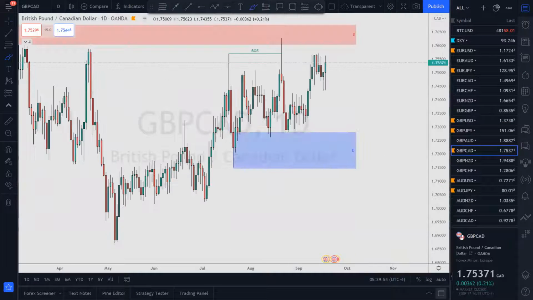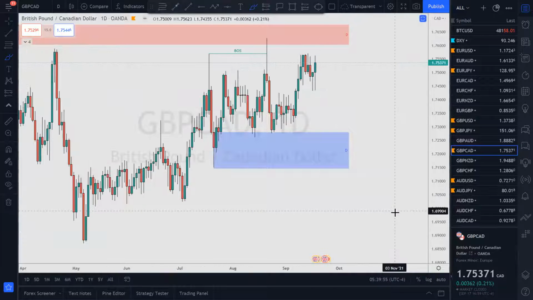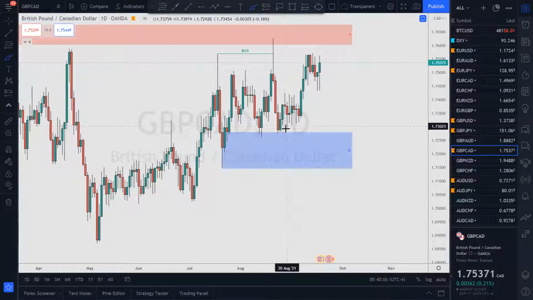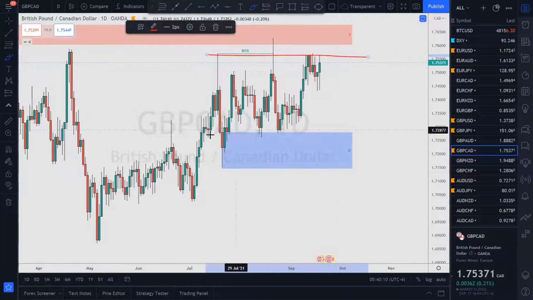Let's take a peek at Pound CAD, by the way. A little different here. We had a break of structure to the upside, but it looked like a liquidity grab, right? Bouncing off of this daily bearish order block. And price came down to this range. You see, this range is pretty clearly defined here, right?